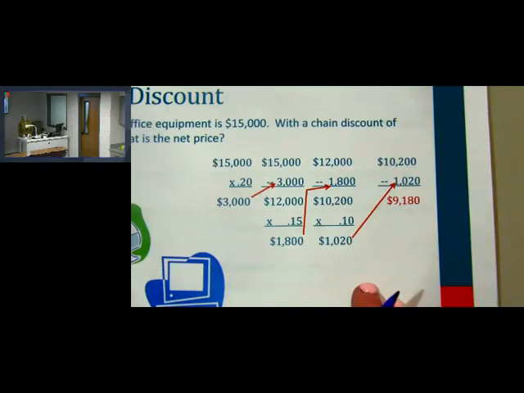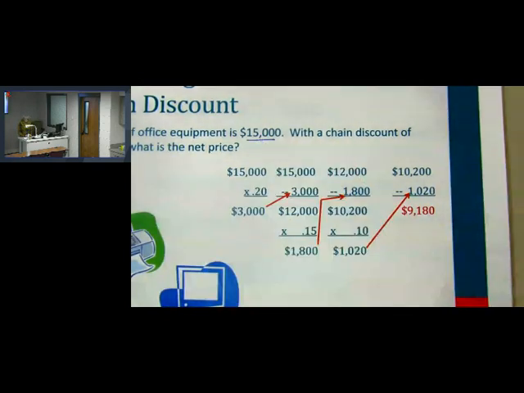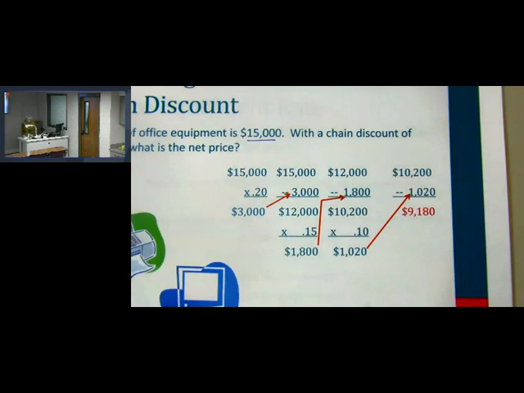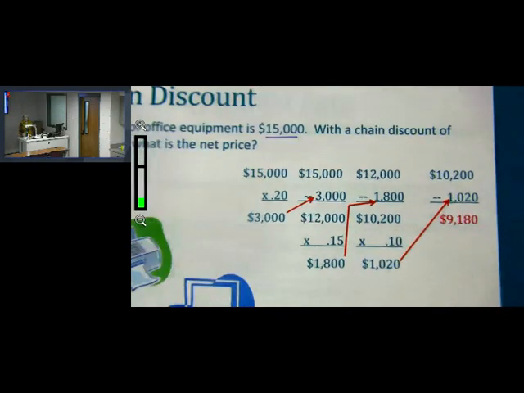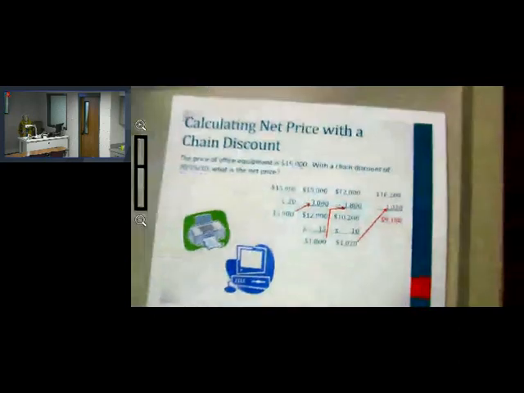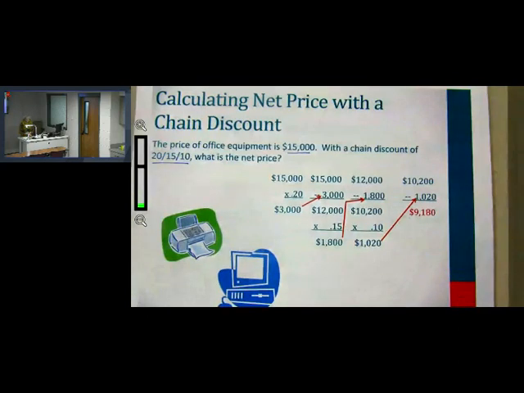Again, this is basically the same thing I'm saying. You've got an item here, it's $15,000. It's got a series of chains of 20, 15, and 10. This is not, again, 20, 30. This is not a 45% discount. Sorry, let me get my Elmo straightened out here. That is not a 45% discount.